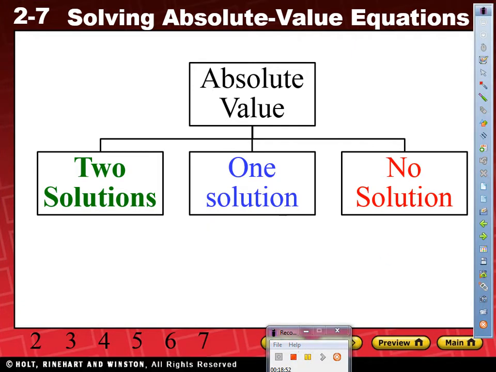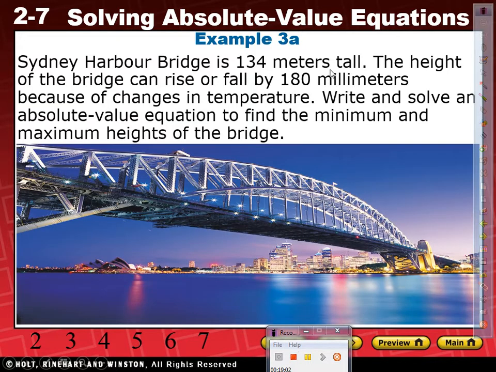Okay, here goes the last example. Example 3A. You don't have to copy this, just pay attention. Everybody look up, please. It says, Sydney Harbor Bridge is 134 meters tall. The height of the bridge can rise or fall 180 millimeters because of changes in temperature. Well, this is because this is made out of metal. What do we know about metal? That with the heat, it becomes what? Flexible, right? But with the cold, it compresses. It becomes smaller.